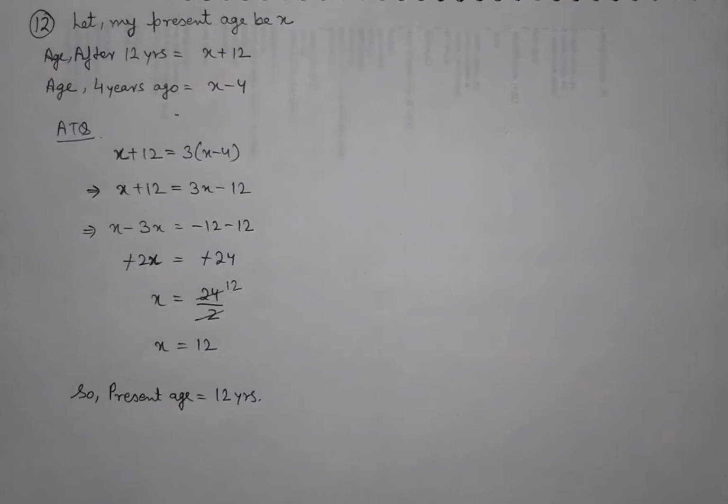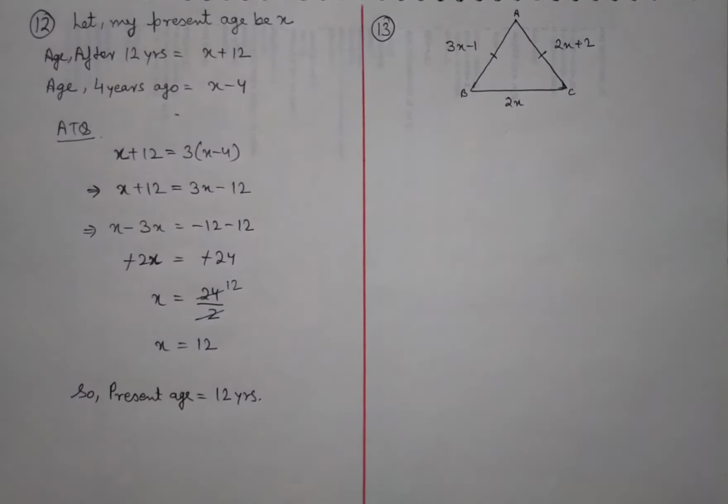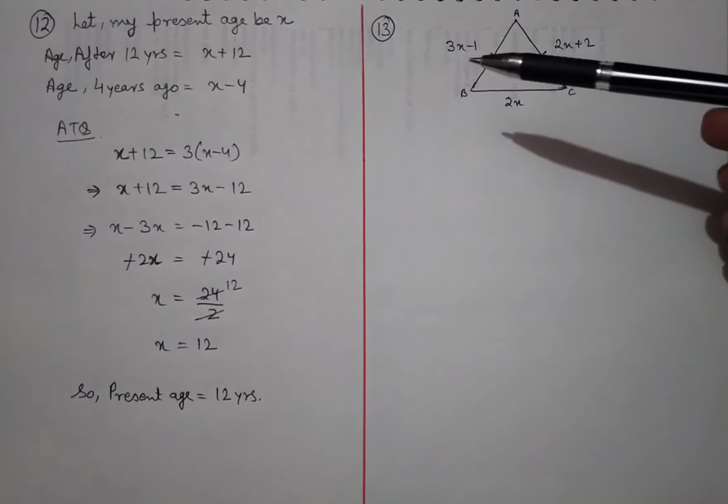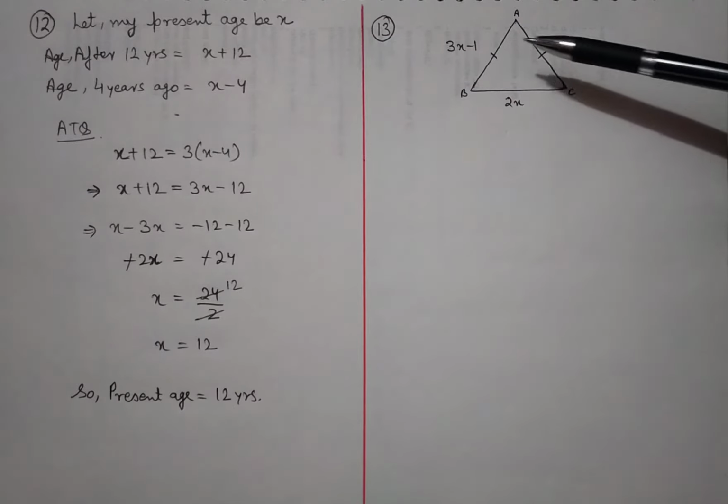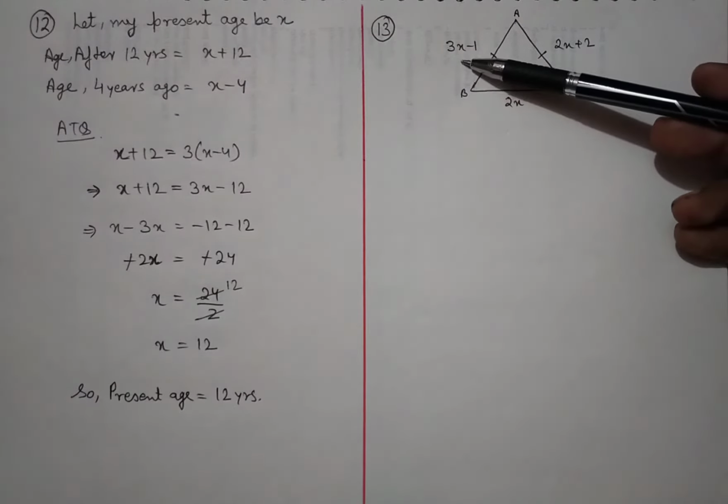Now let's move to the next question, that is question number 13. Here in question number 13, the two equal sides of an isosceles triangle are 3x minus 1 unit and 2x plus 2 unit. And the third side is 2x units. You have to find the value of x and then the perimeter of the triangle. As we all know that an isosceles triangle has two equal sides, and as these two sides are equal, this means this value will also be equal to this one.